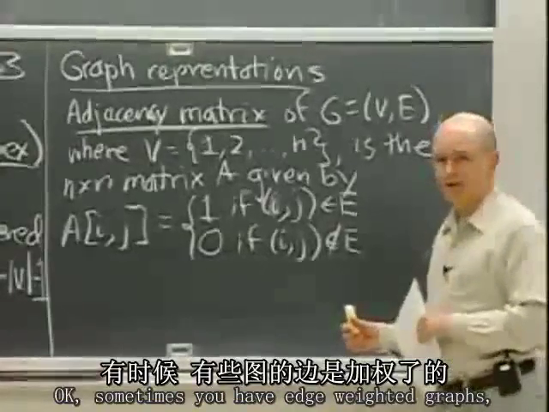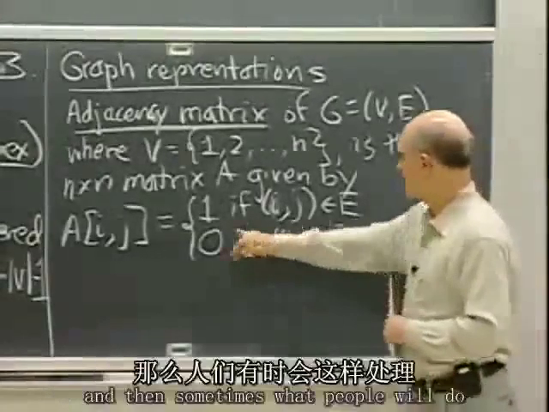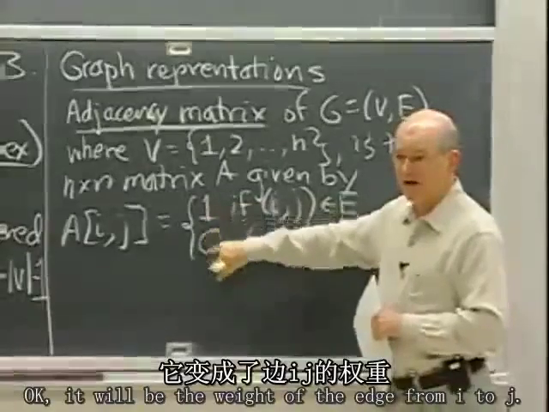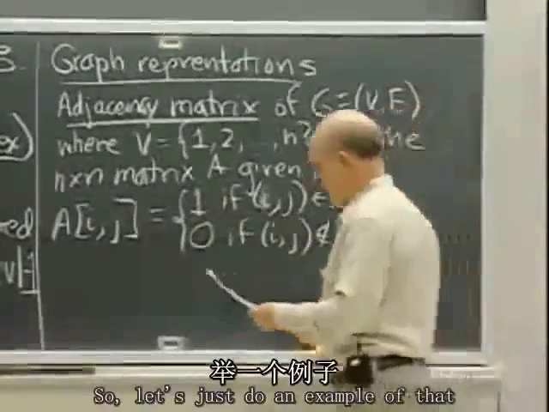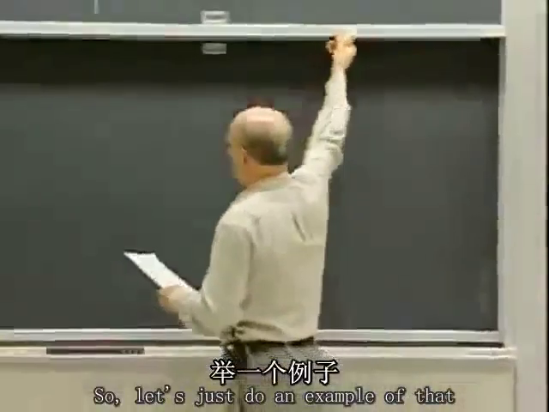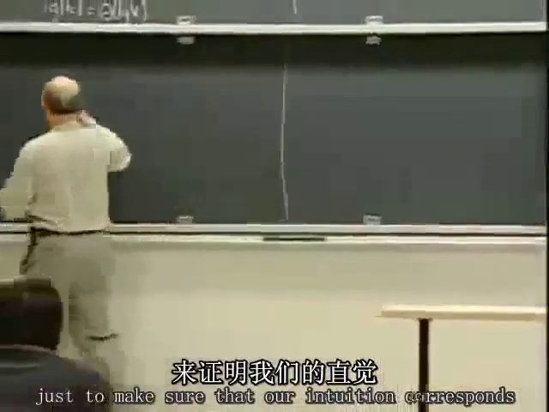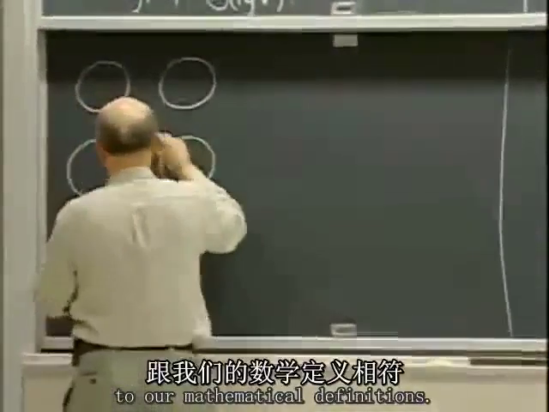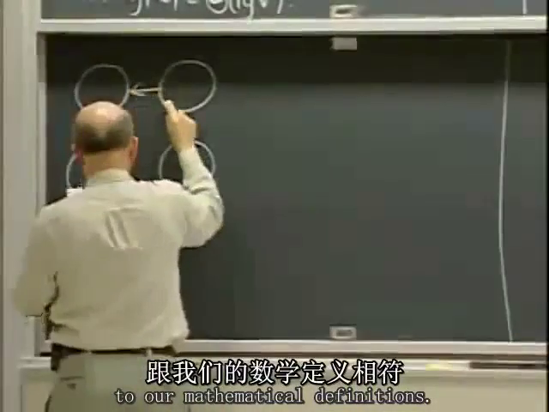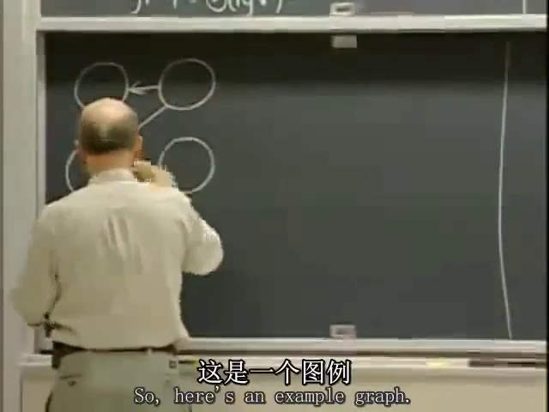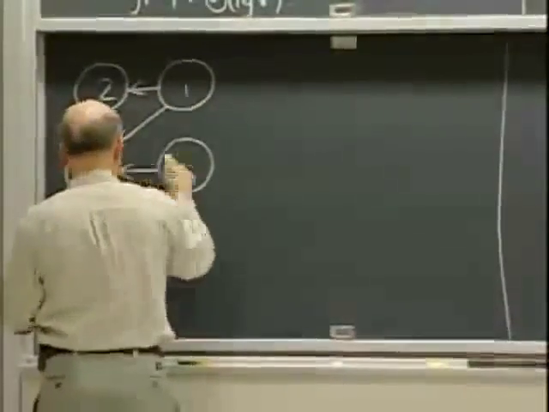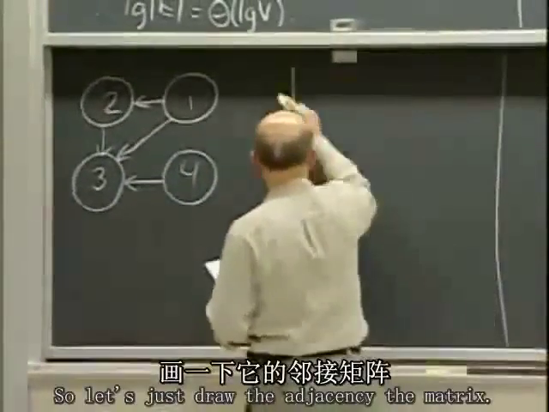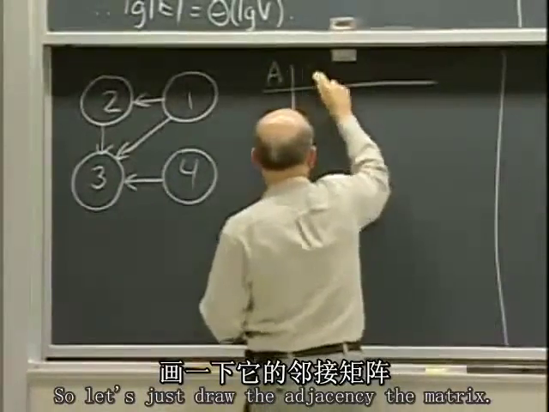Sometimes you have weighted graphs, edge-weighted graphs, and then sometimes people will replace this by edge weights. It'll be the weight of the edge from i to j. So let's just do an example of that, just to make sure that our intuition corresponds to our mathematical definition. So here's an example graph. Say that's our graph. So let's just draw the adjacency matrix.